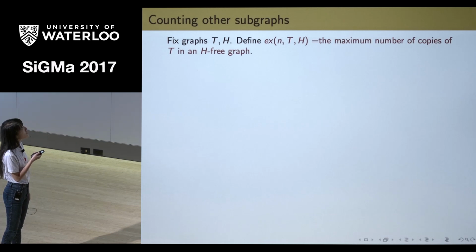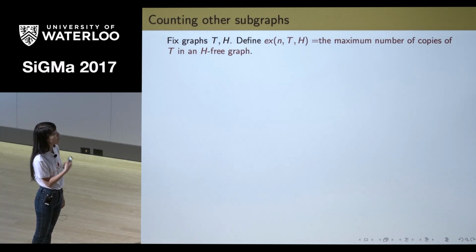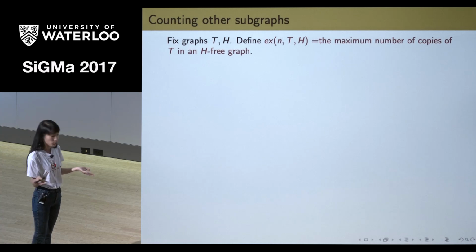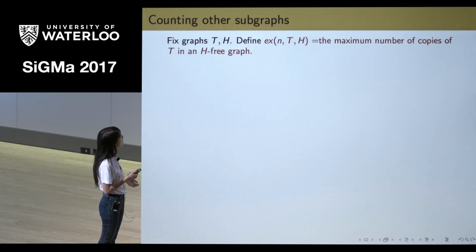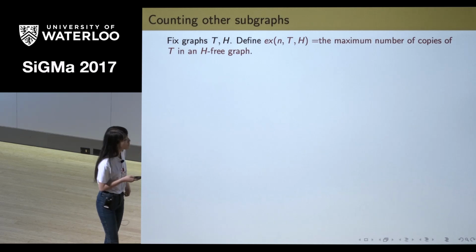And so when T is equal to K2, we want to count the maximum number of copies of K2, so edges, in an H-free graph. That's just the regular extremal function that we know. So this is some generalization of the extremal function.